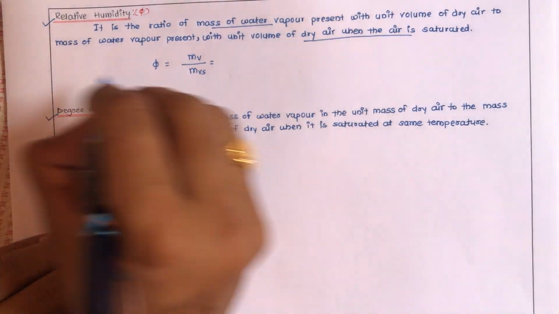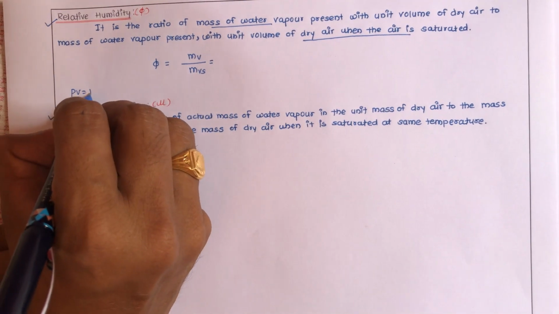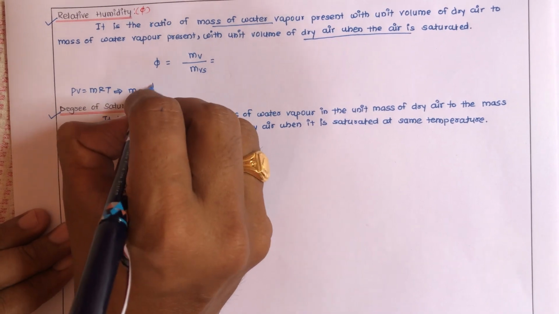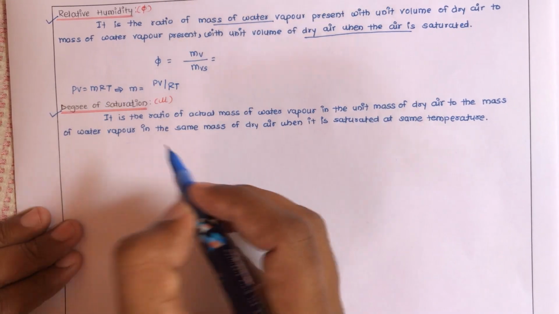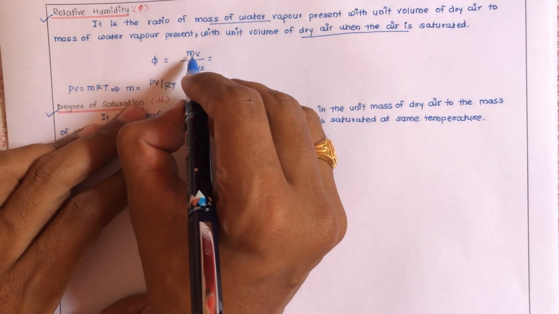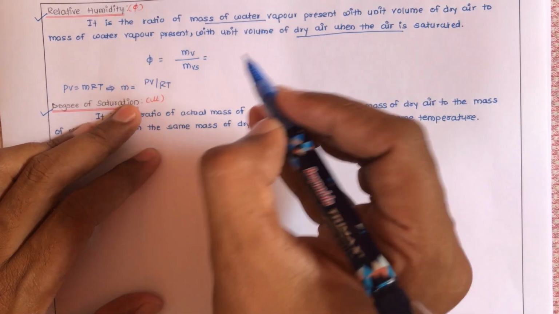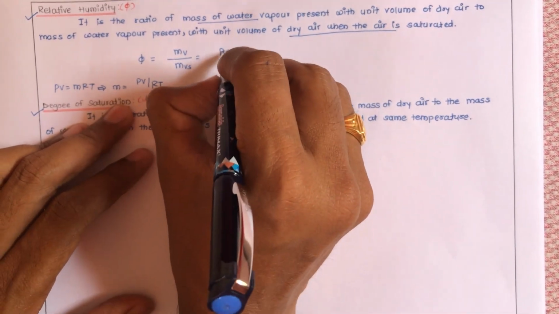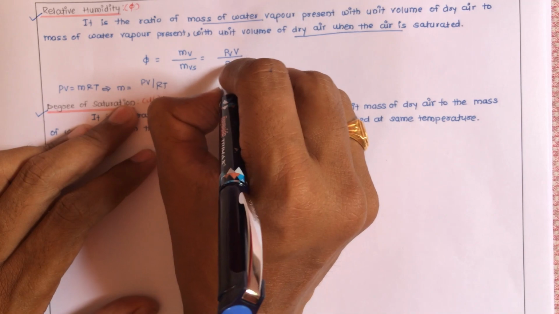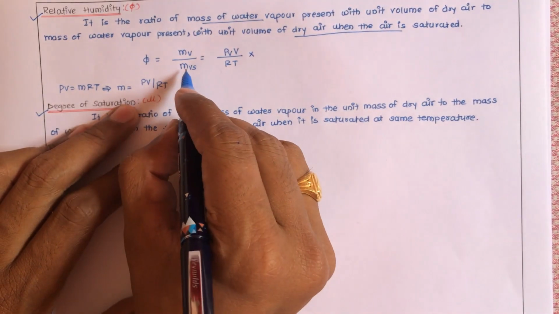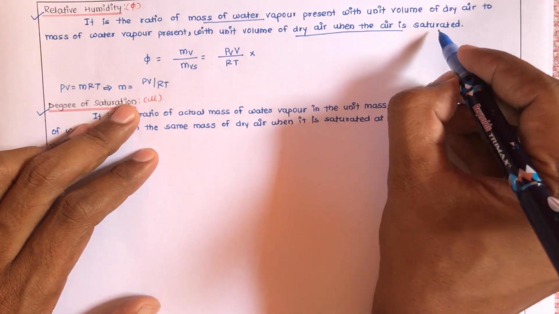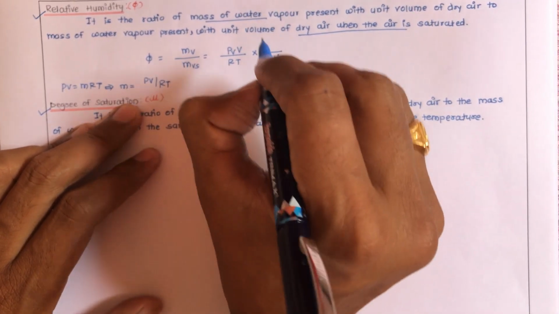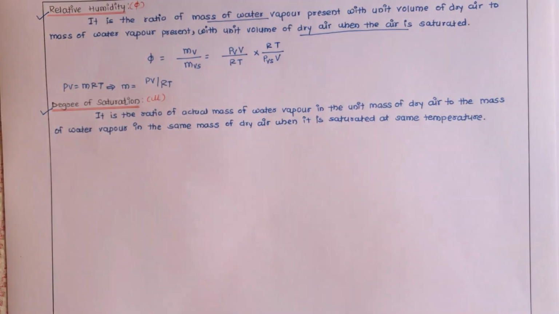Now from this equation, which equation? PV is equal to mRT. What can I write? m is equal to PV upon RT. Now write the mass of water vapor in terms of this equation. What will I get here? Pv into V divided by RT, multiplied by, how can we write mass of water vapor in saturated air? That is Pvs into V divided by R into T.